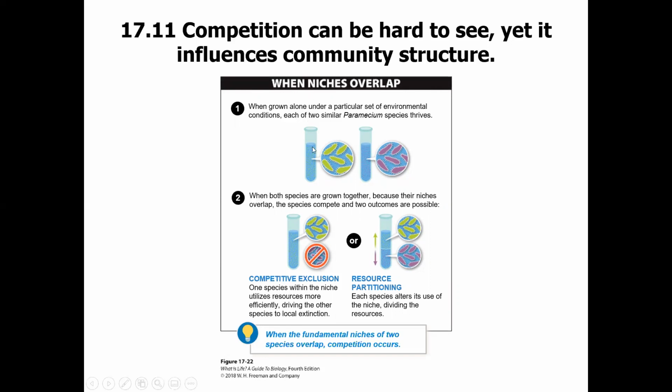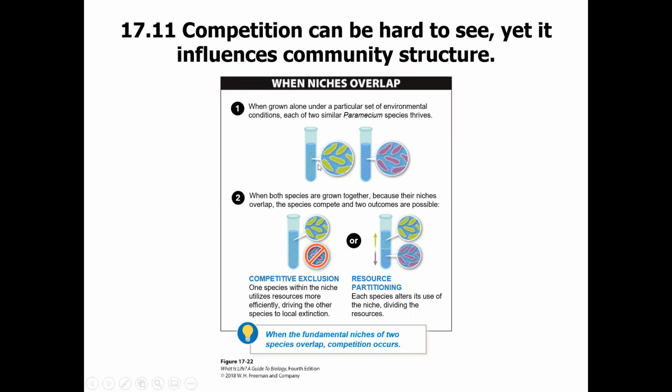So in this first step, you have the yellow paramecium that I'm circling on the left, and the purple paramecium I'm circling on the right. They are each in their own test tube right now, their own environment. That would be an example of fundamental niche. So they can occupy all of the test tube because they have no other competition in their environment.